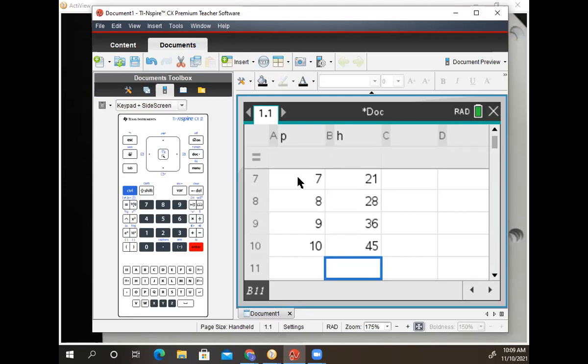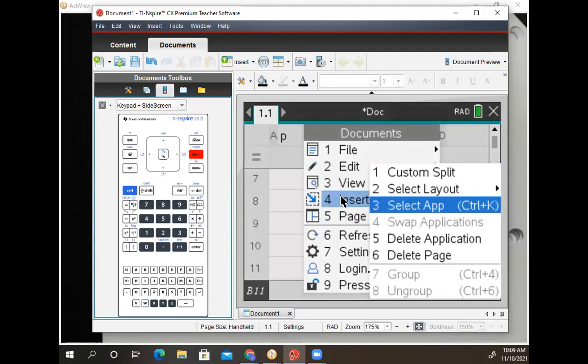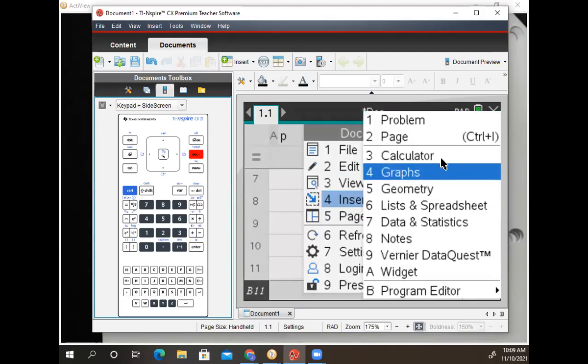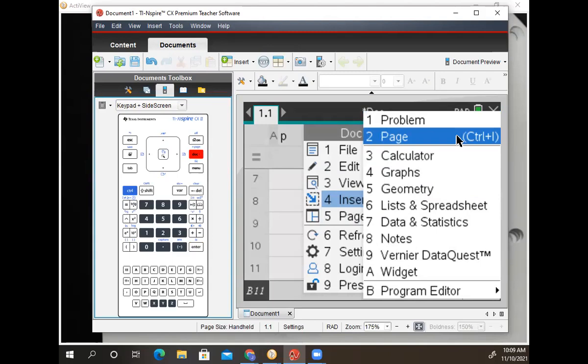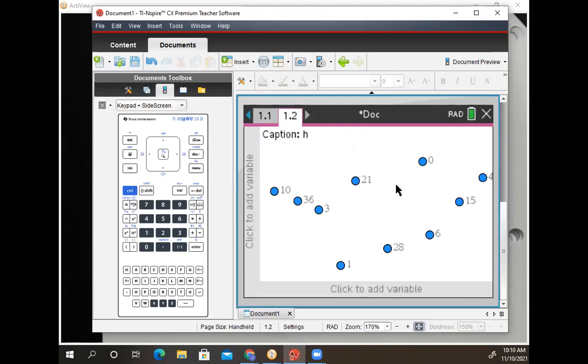Then once you've got your data here, I'm going to hit the doc key and I'm going to add a page. It is possible to do this on a split screen, but it gets really tight to be able to see your function. So I like to add a page. And we're going to add a data and statistics page. So I hit the doc key and I went to insert page, and I selected data and statistics. That's how I got here.